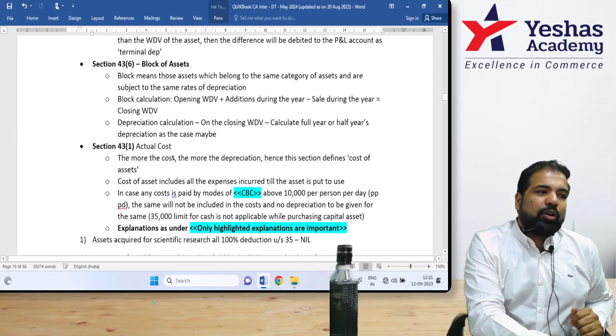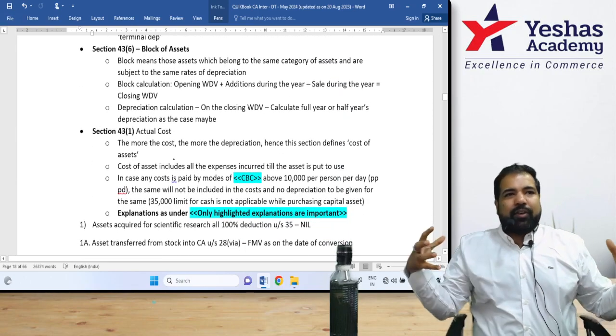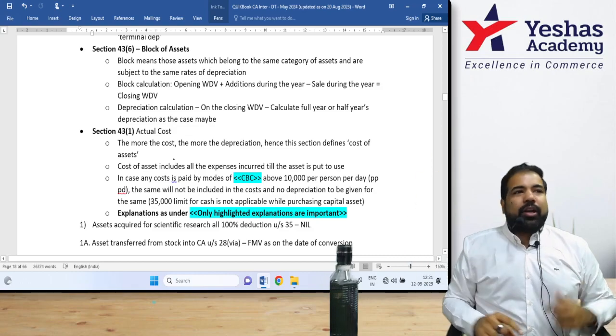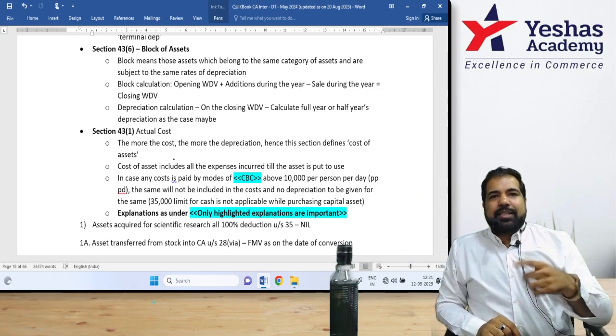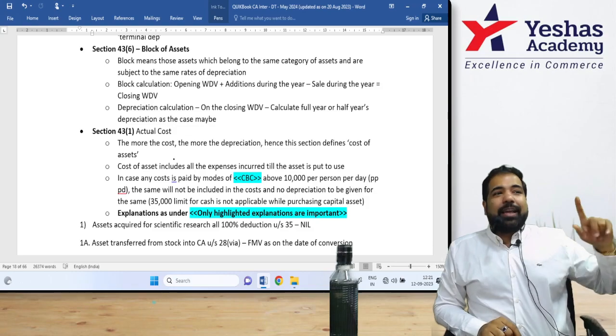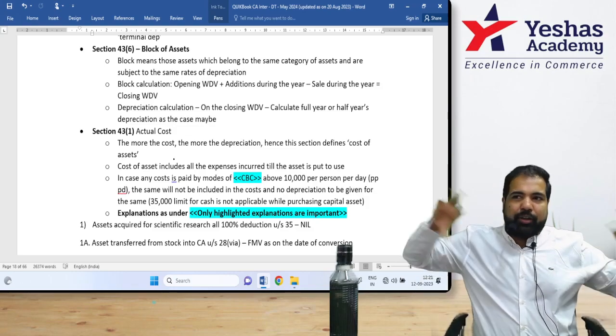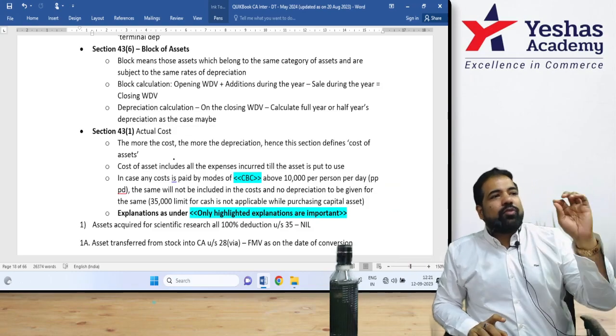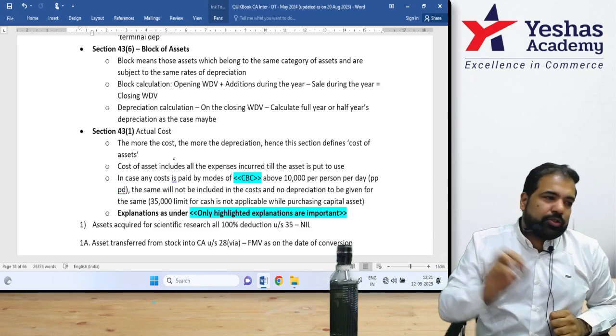Next, guys, block of asset. Do you know what is block of asset? One family, same type, same rate. All the ACs here. Yes, ACs and laptops, same type, but not same rate. So they'll be different blocks. In the exam, guys, depreciation will be there. Make your concept on depreciation strong.